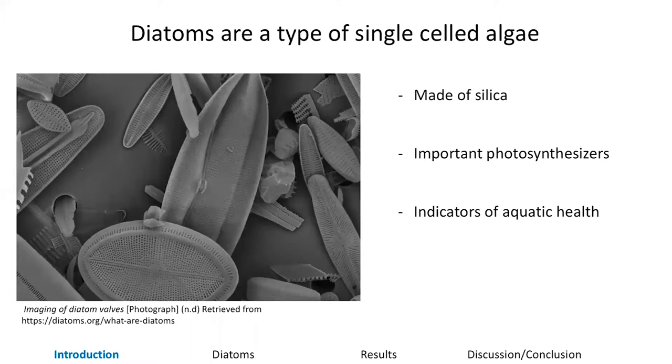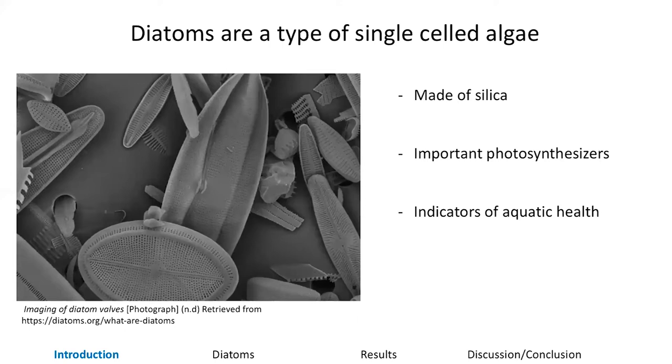And silica is a really hard, durable material. They consist of two silica valves that meet in the middle, so they're really beautiful and symmetrical, kind of the same way that clams are made of two shells that connect in the middle. They are also really important photosynthesizers. Today, they produce up to 40% of the air that we breathe, and they are phenomenal indicators of aquatic health.